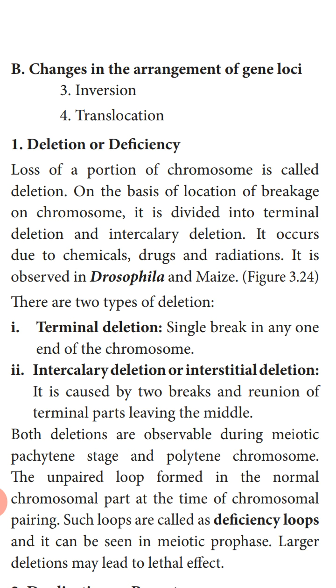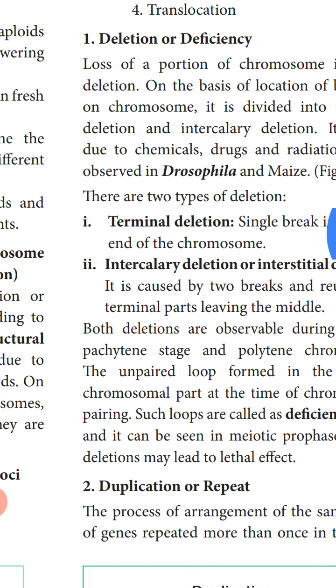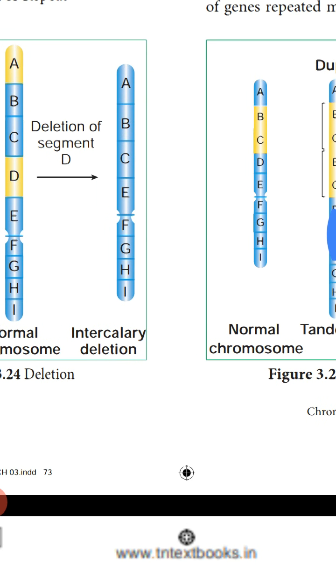In terminal deletion, only a single break takes place at the end of the chromosome. In intercalary or interstitial deletion, it is caused by two breaks and reunion of the terminal parts, leaving the middle. You can better understand this with the diagram here.